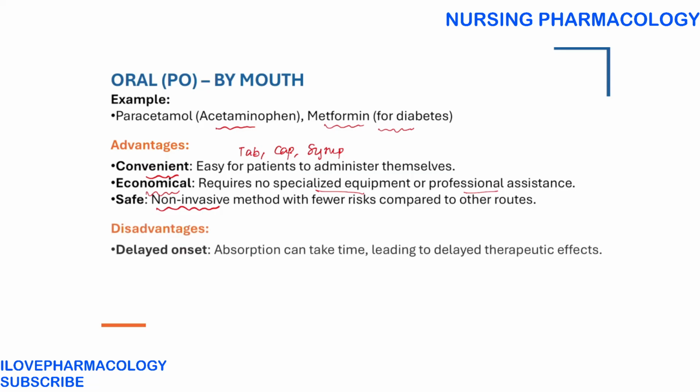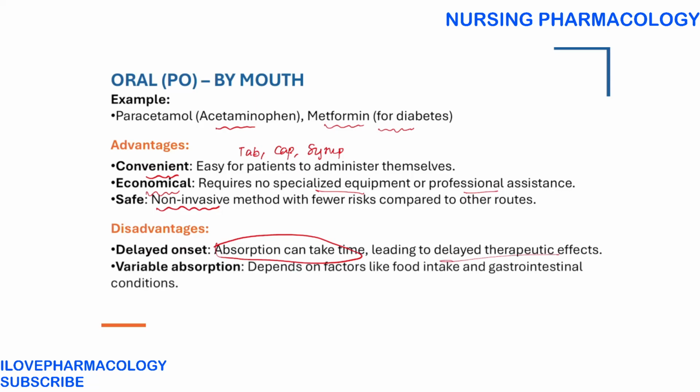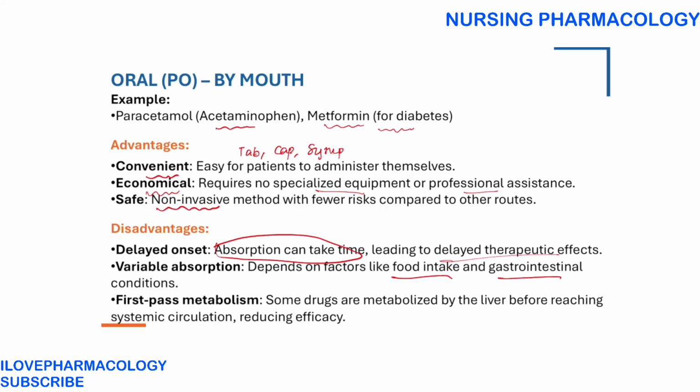The disadvantage is it has a delayed onset of action. Since absorption takes time, it can lead to a delayed therapeutic effect, and there will be variable absorption because of first pass metabolism. It depends on many factors like food intake, gastrointestinal condition, etc. The first pass metabolism also affects the concentration of the drugs administered through the oral route. Some drugs are metabolized in the liver before reaching the systemic circulation, thereby reducing the efficacy of the drug. This is called first pass metabolism.